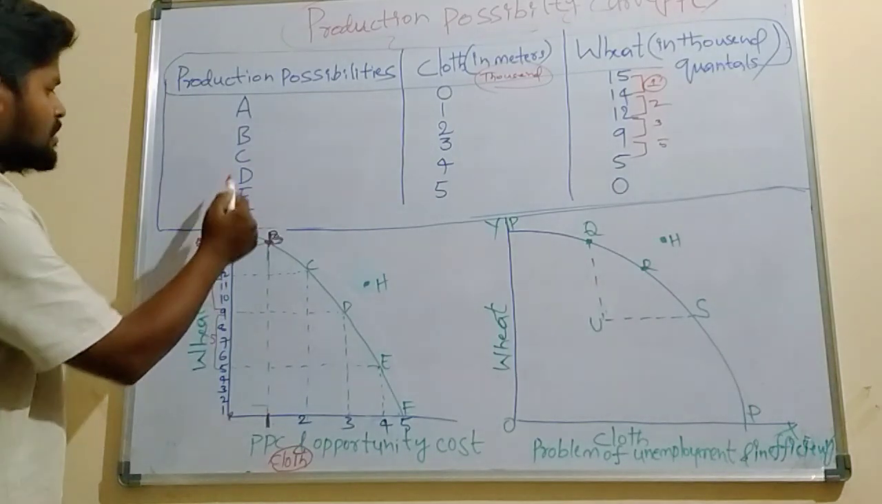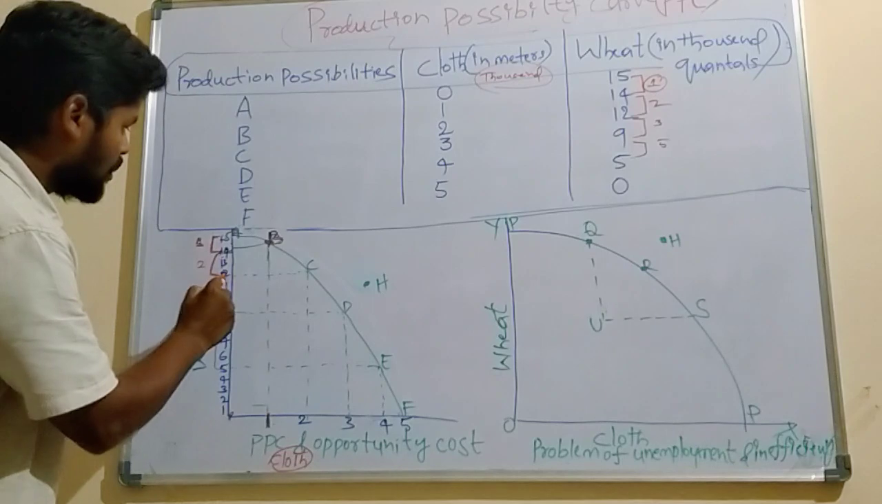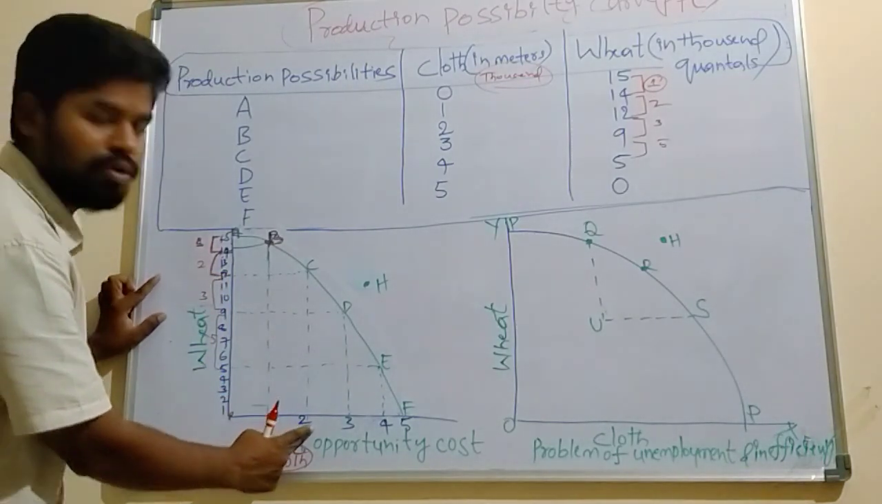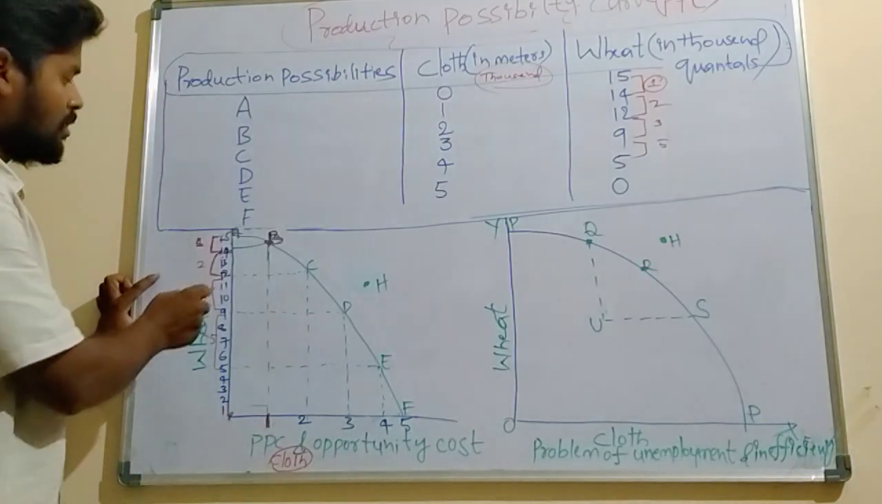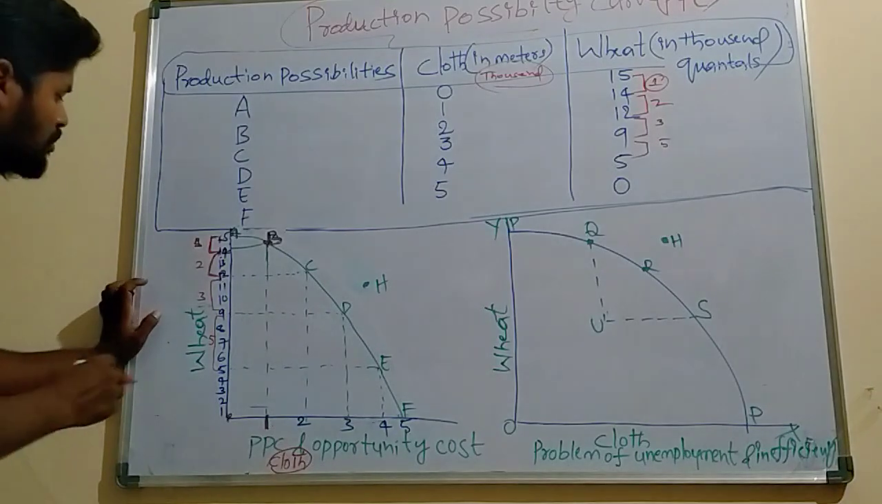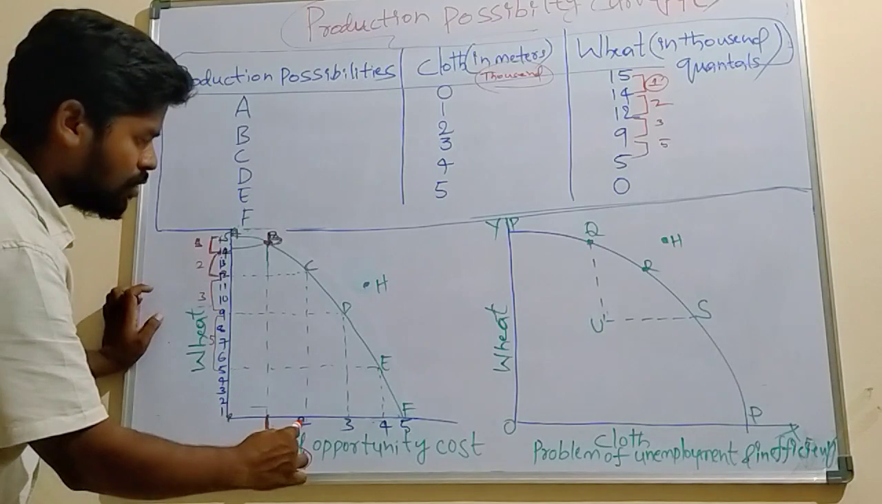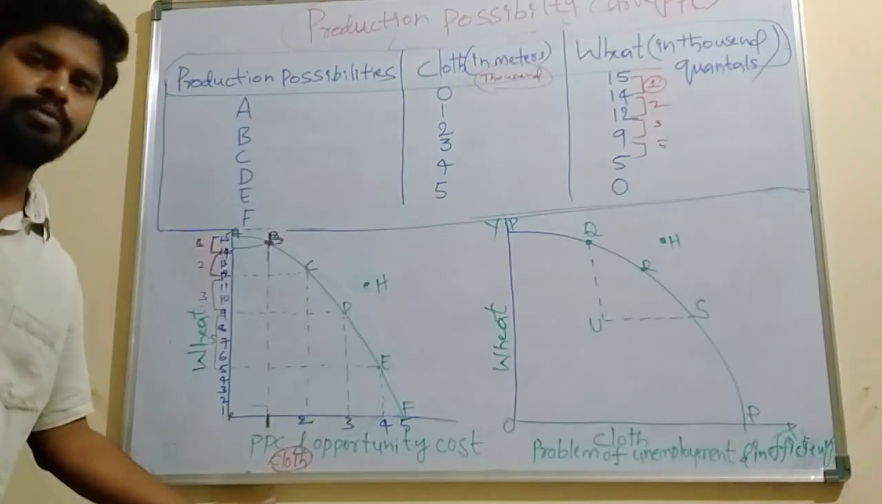And C, combination C, if you look at combination C, here 12 units of wheat were produced, and at the same time 2 units of cloth. 12,000 of wheat which was produced at the same time. Combination C, cloth, only 2,000 meters of cloth has been produced.